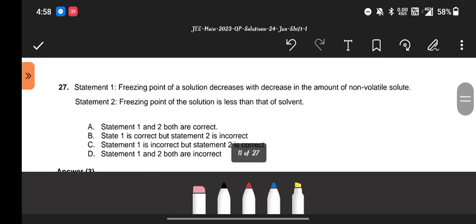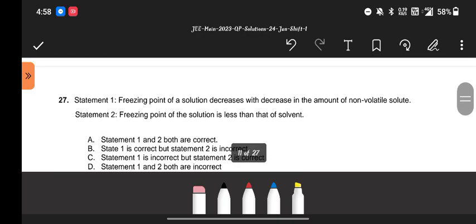Next, the 27th question. Here they have given two statements. Statement 1: freezing point of a solution decreases with decrease in the amount of non-volatile solute. Statement 2: freezing point of the solution is less than that of solvent. Options: statements 1 and 2 are both correct; statement 1 is correct but statement 2 is incorrect; statement 1 is incorrect but statement 2 is correct; statements 1 and 2 are both incorrect. So these are the options they have given.